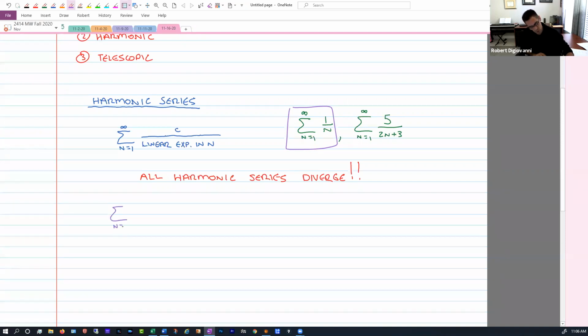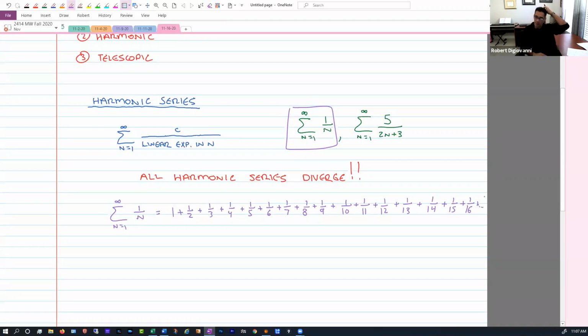The sum from n equals 1 to infinity of 1 over n is equal to 1 plus a half plus a third plus a fourth plus a fifth plus a sixth plus a seventh plus an eighth plus a ninth plus a tenth plus 1/11th, 12. I'm going to go out to 16. You'll see why in a minute. Plus dot, dot, dot. So that keeps going forever.